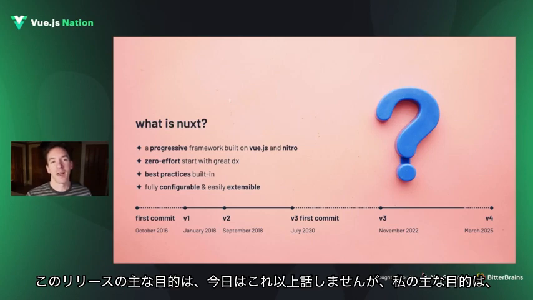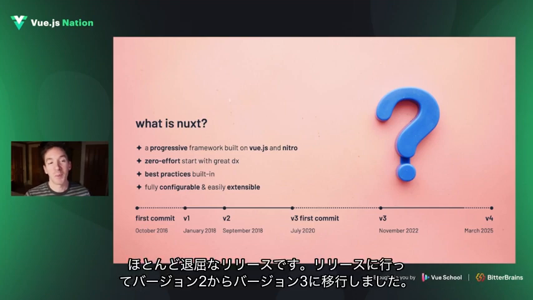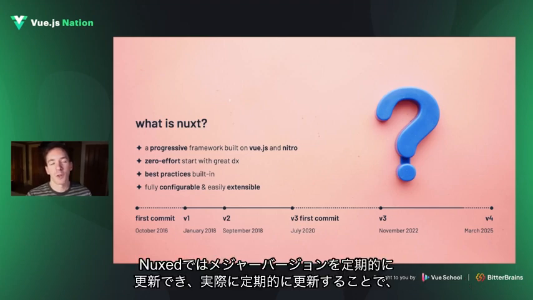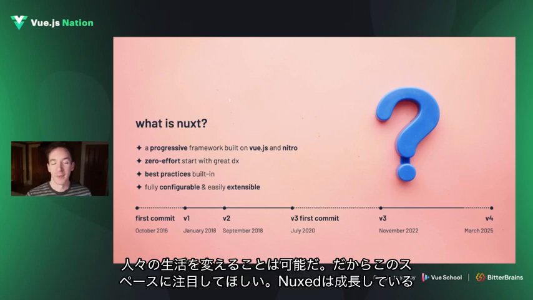My main aim with that release, I won't talk more about it today, is that it should be almost a boring release. The move from version 2 to version 3, you can see, took a number of years, and it was a pretty painful migration. And my aim is to show that we can have major versions in Nuxt. In fact, have them regularly without destroying people's lives. It should be possible to do that. So watch this space.